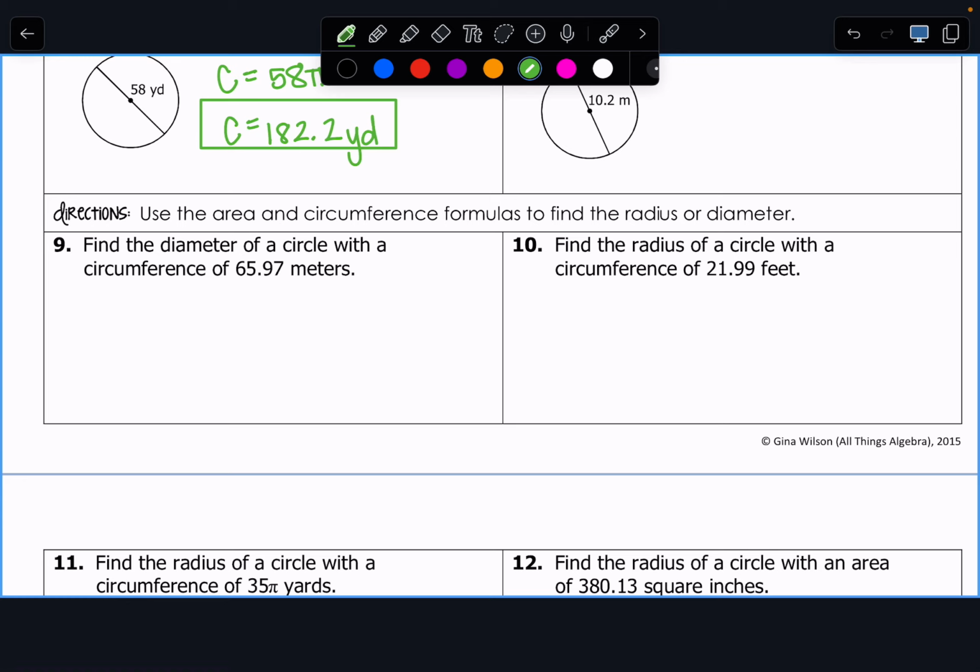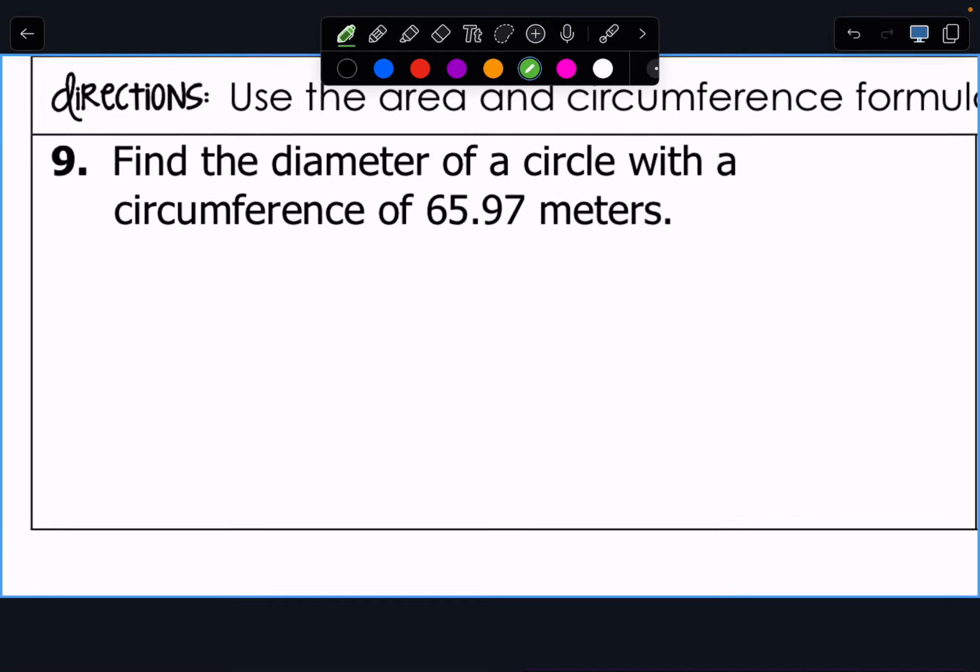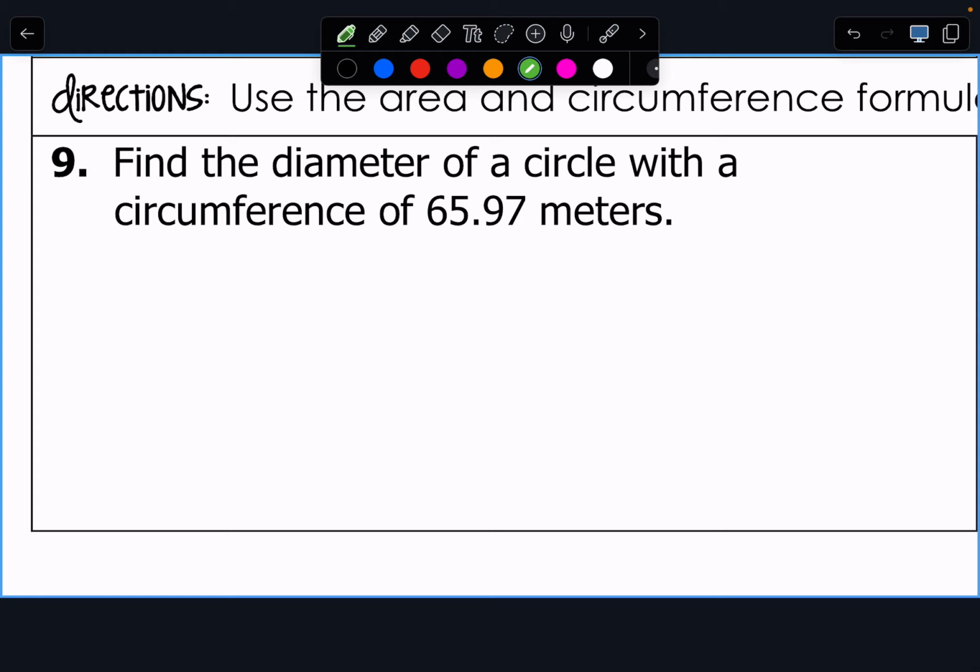Okay. I need you and your neighbor to read through number 9 and see if you can figure out what the diameter is for me. Ready, set, go.